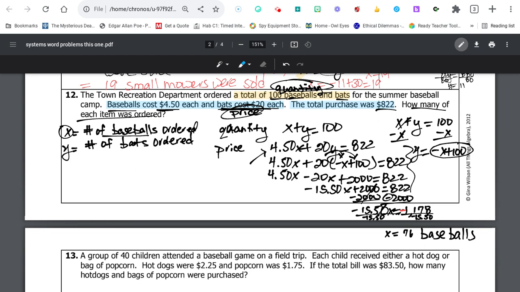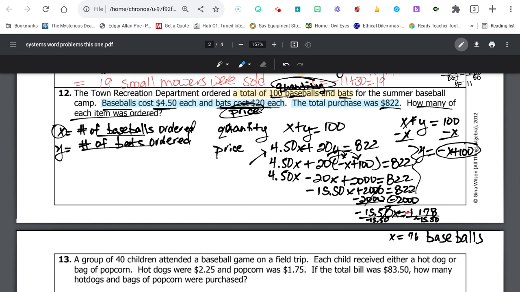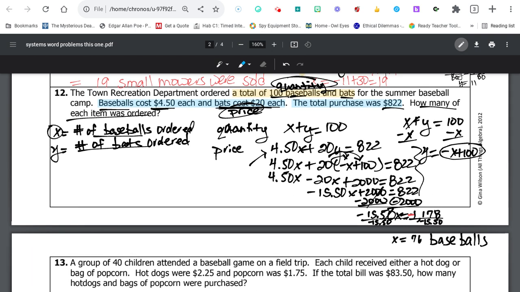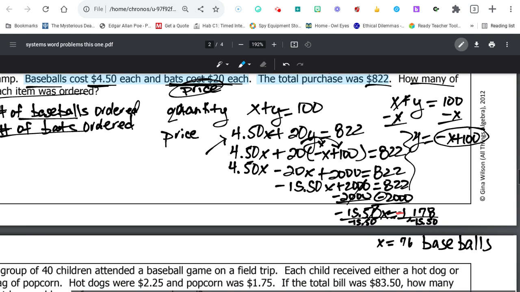And all you got to do to find the number of bats that were ordered is change your X to 76. I don't care which one you go to. I'm going to use this one.